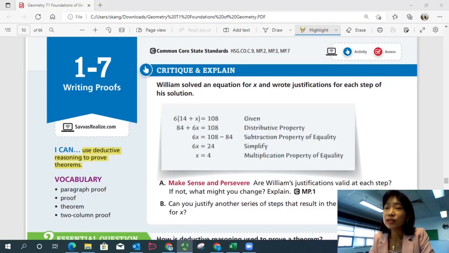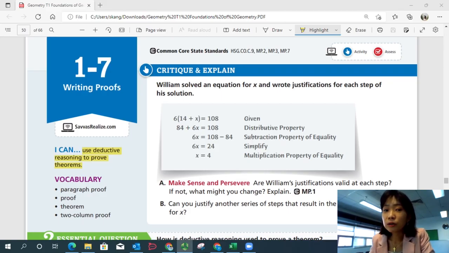Hi, this is Geometry, Lesson 1-7, Writing Proofs. In this lesson, we'll be able to use deductive reasoning to prove theorems. Some vocabulary that we're going to learn would be paragraph proof, theorem, and two-column proof.